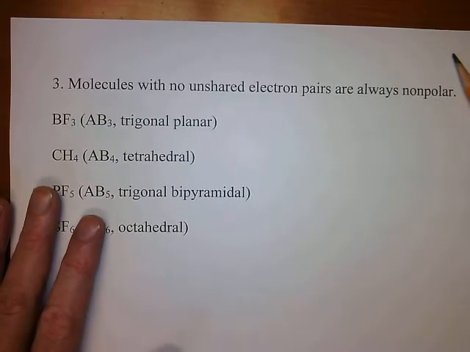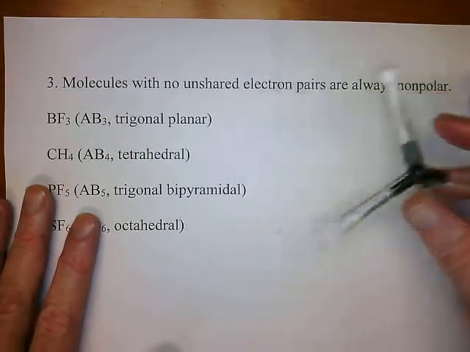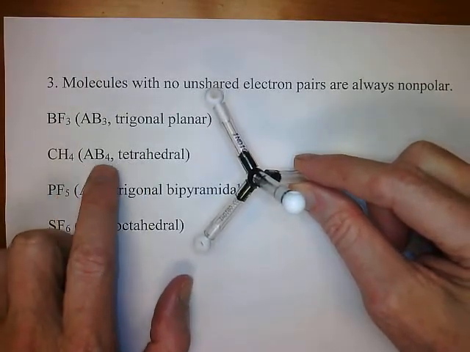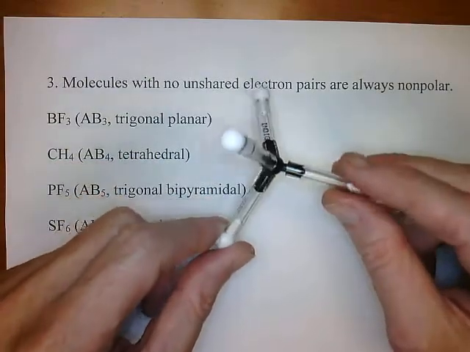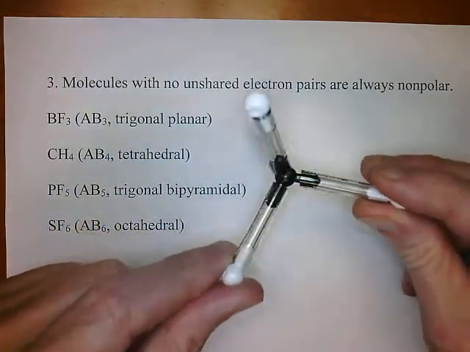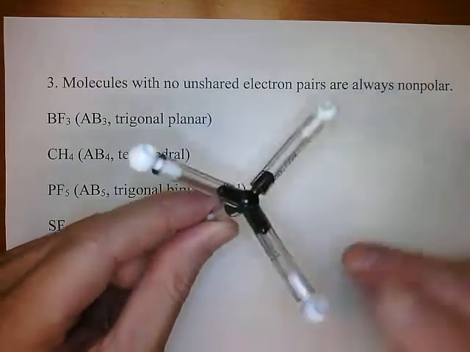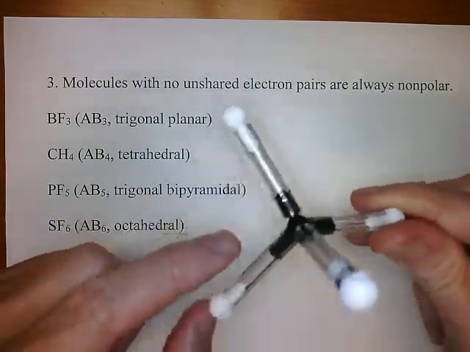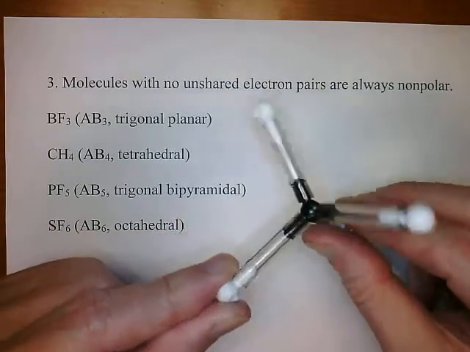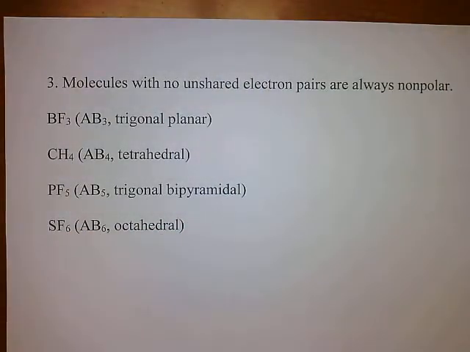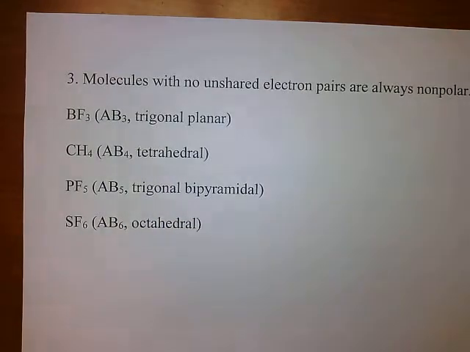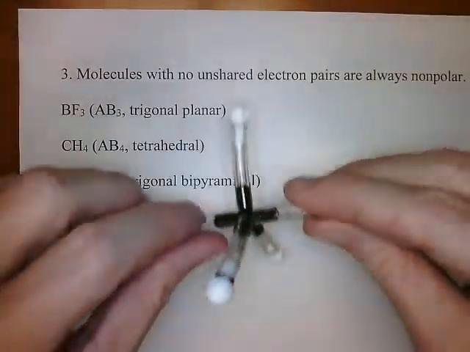Okay, same thing for the AB4 molecule. CH4, which is an AB4 molecule, is tetrahedral. Same thing. This is symmetrical. We can imagine spinning it around any of the CH bonds, and it's going to be symmetrical. Okay? Same thing for the AB5 molecule, PF5, which we said has trigonal bipyramidal geometry.